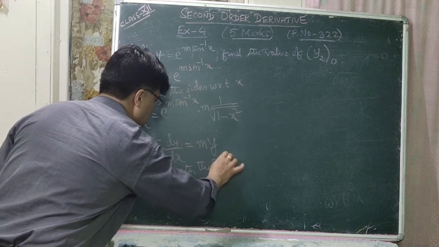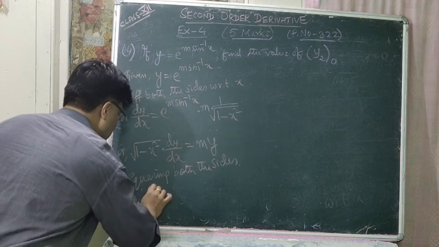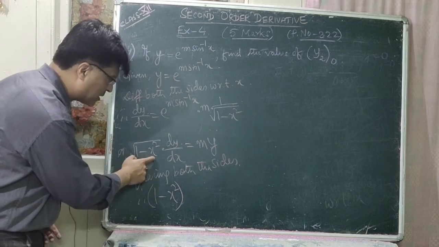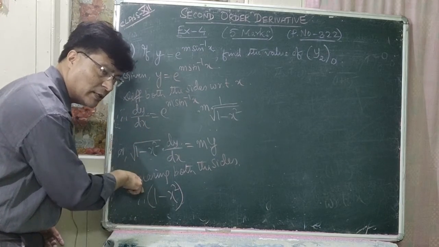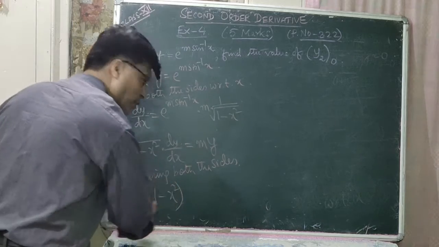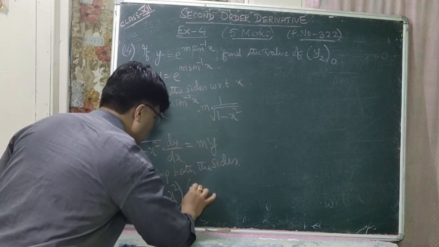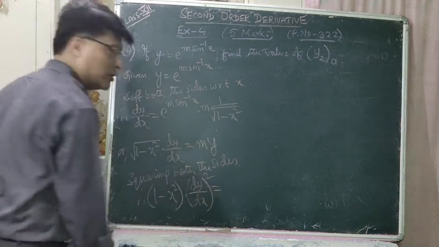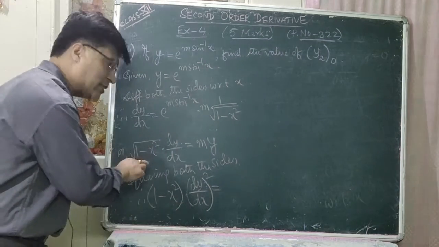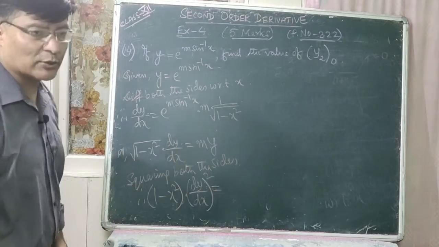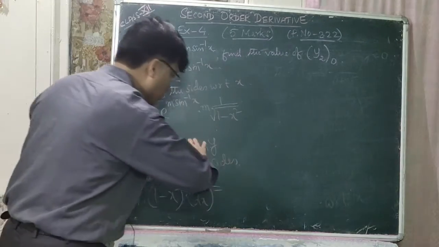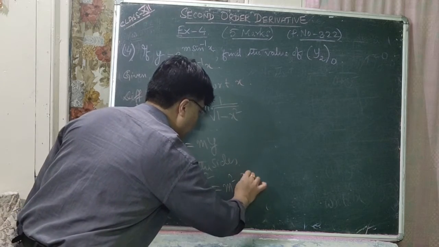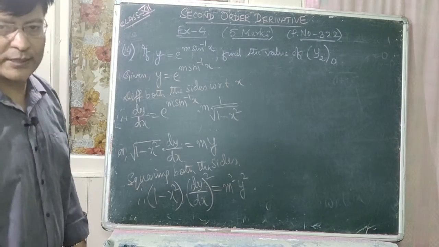Squaring both the sides, what do we get? Therefore, 1 minus x square. Here, root over 1 minus x square whole square, the root will be removed. So it is 1 minus x square only into (dy by dx) whole square, which is equal to, now the right hand side also you can square, that is m square y square. So I think you have understood it.